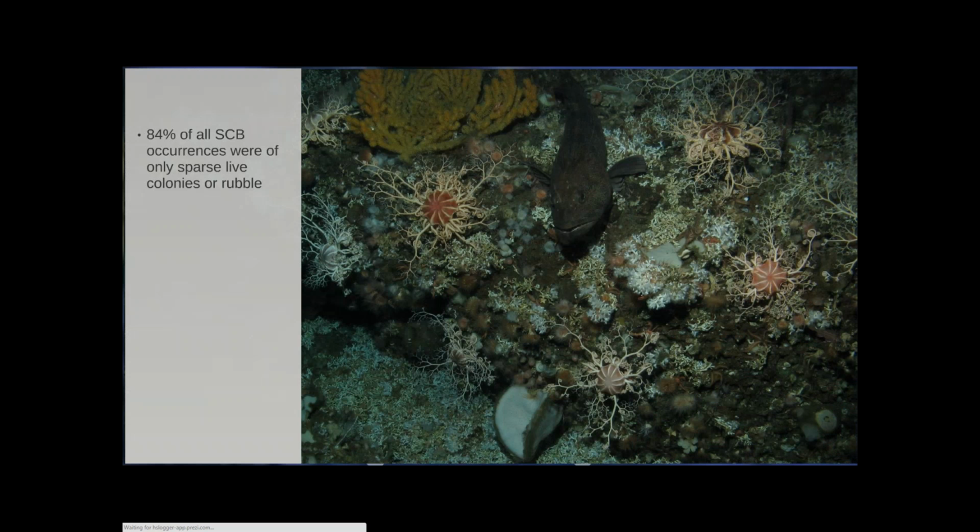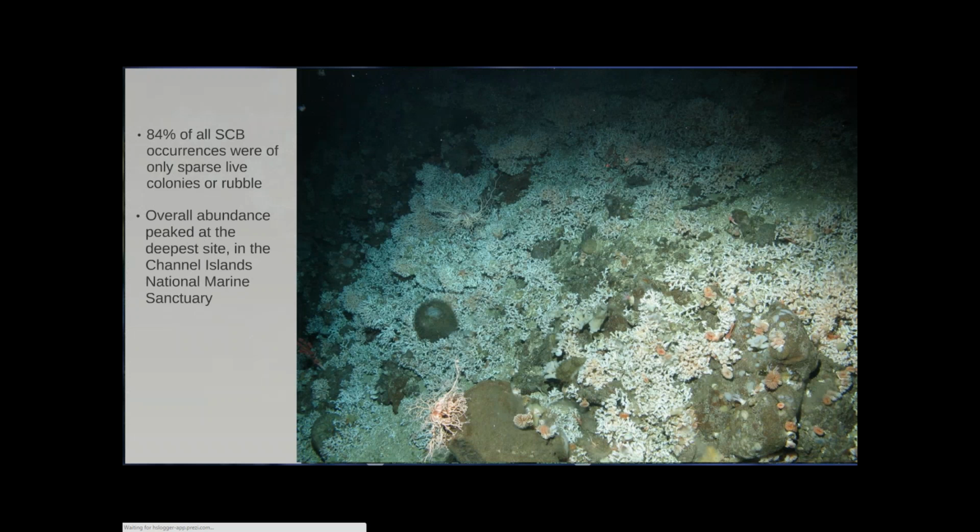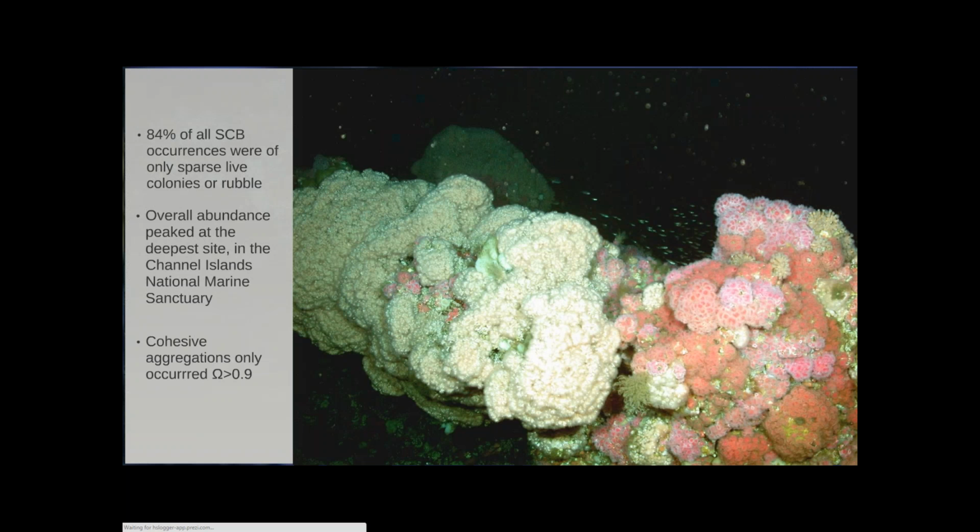But interestingly, overall abundance of coral actually peaked at our deepest site in the Channel Islands National Marine Sanctuary called Piggy Bank. So it's a little counterintuitive because that's also where aragonite saturation is the lowest. But there was an opposite pattern in reef cohesiveness, as I call it, or density of the aggregations. And these only occurred at the shallowest sites where aragonite saturation averaged over 0.9.